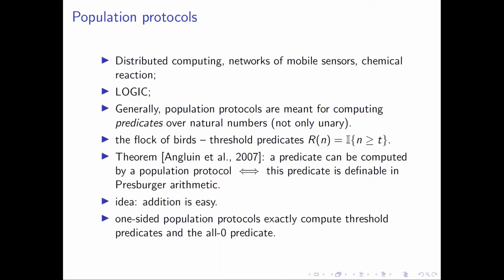Okay, and the last point here is that one-sided population protocols, it's really easy to show. It's much easier than this theorem of Angluin et al. That they exactly compute threshold predicates, and also additionally the all zero predicate, which is kind of a threshold predicate where t is infinity. So this last point just justifies why we should be interested in complexity of population protocols for threshold predicates, because they exactly correspond to this kind of predicates.